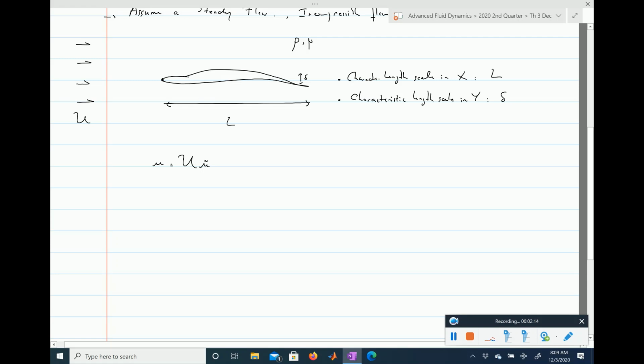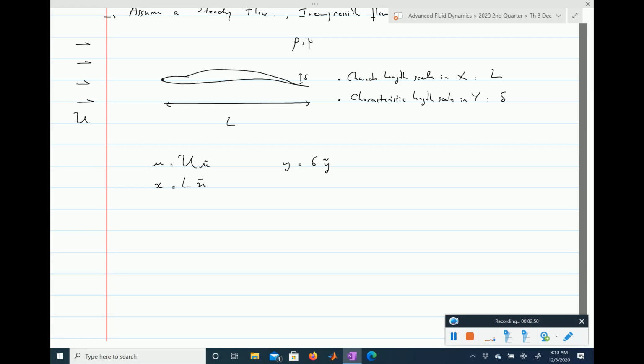So we can write u is equal to capital U times u tilde, where u tilde is non-dimensional. In the x direction, we're going to rescale our x coordinate, and that, of course, will use the length scale in the x direction, which is L. So x is going to be equal to capital L times the non-dimensional x tilde. When we non-dimensionalize the y position, we will use our other length scale in the y direction, which is delta. So we'll write that y is equal to delta times y tilde.